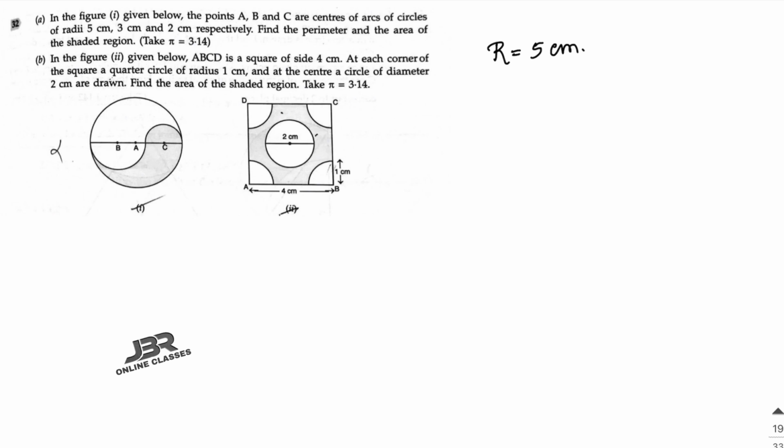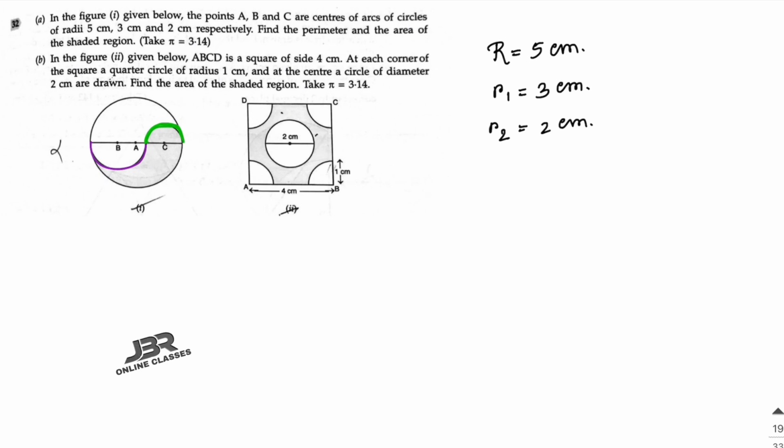Now B is the center of the second one, that means the small circle, the purple one. So here B, suppose this one as R1, small R1, and that will equal 3 centimeter. And next, point C is the center of the green circle, so you can denote this one as R2 equal to 2 centimeter. Now find the perimeter and the area of the shaded region.